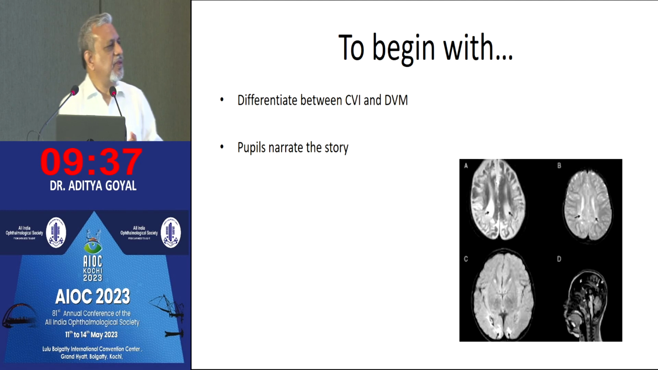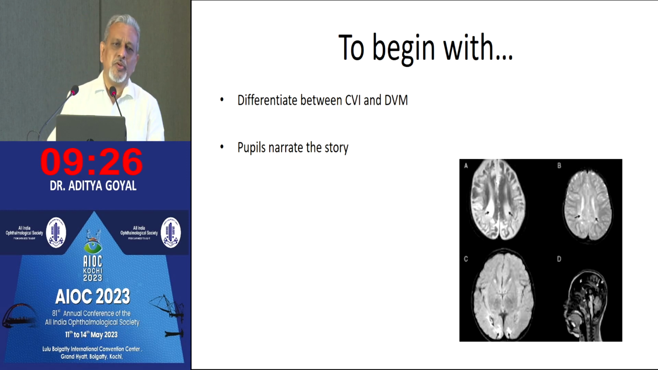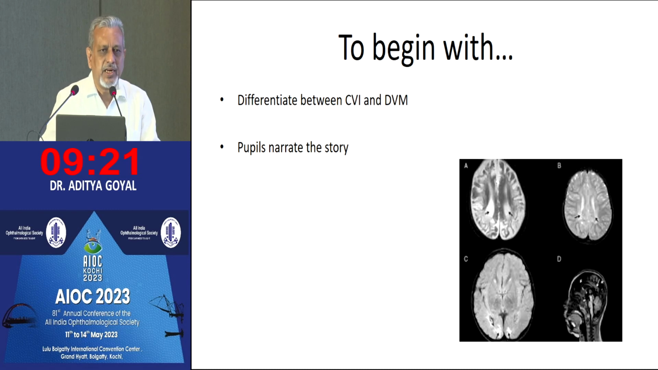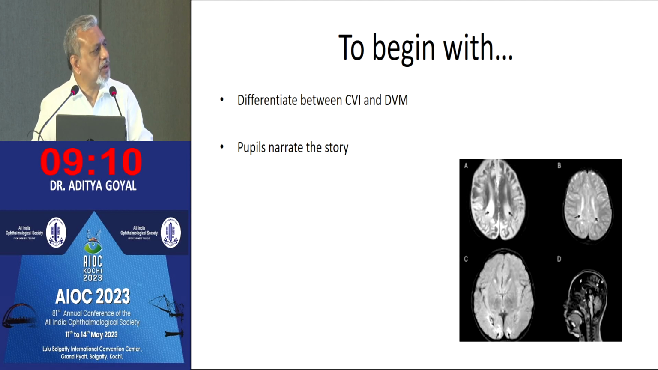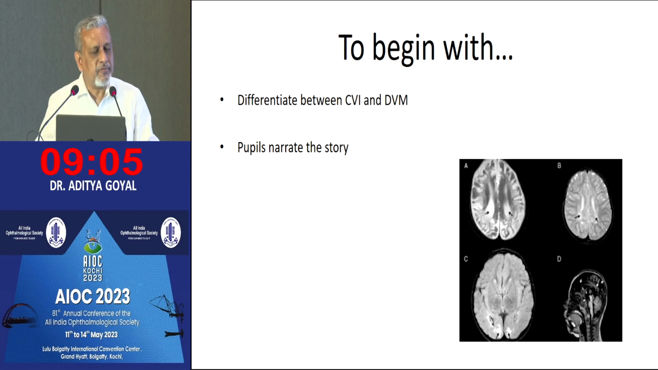First thing to begin with, we all call it CVI, or cerebral visual impairment or cortical visual impairment. But I think we need to differentiate between CVI and DVM because the prognostics are very different between the two. In CVI, the prognosis is not that great, but DVM prognosis is very, very good. So we should look at delayed visual maturation and differentiate it from cortical visual impairment. And pupils narrate all the story. You look at the pupils, and from that you can make out whether it is CVI or DVM and how the prognosis is going to be.